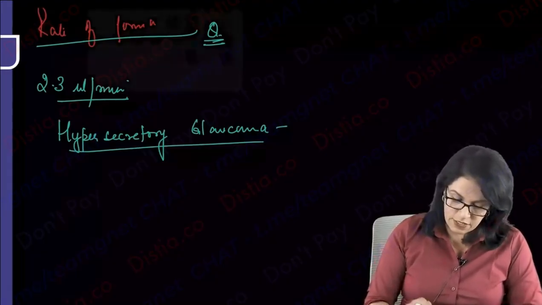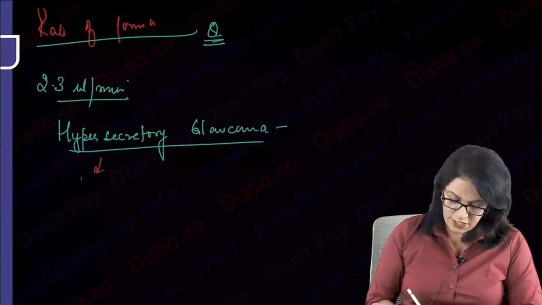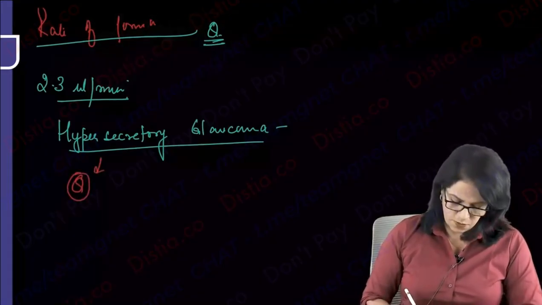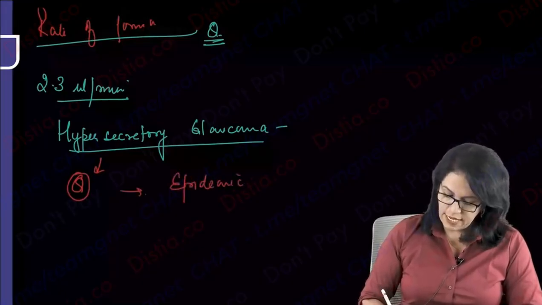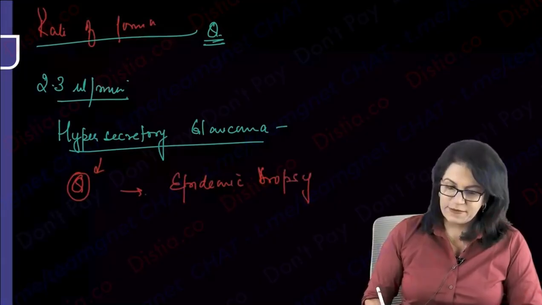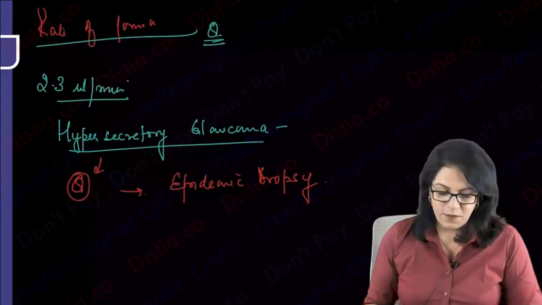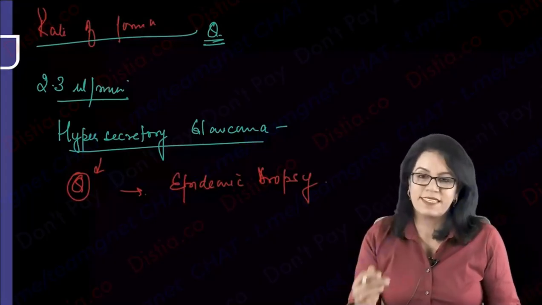The question they have asked you, all of you make a Q here. In which condition do you get this? So I hope you remember your PSM part. It is epidemic dropsy. We'll answer epidemic dropsy. Right? So that was another important question related to formation of aqueous.